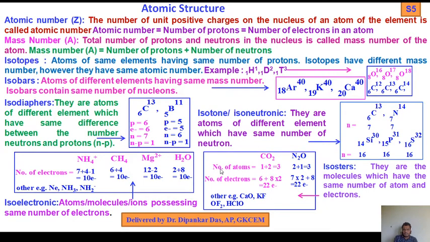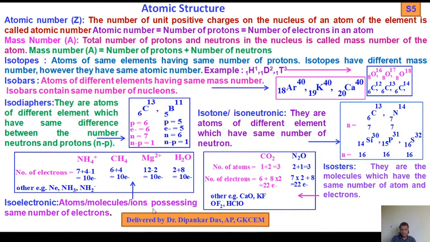That means they are isostar. And take another example, calcium oxide and potassium chloride. If you calculate, they possess the same number of atoms and the same number of electrons. OF2 and HClO is also an isostar pair.